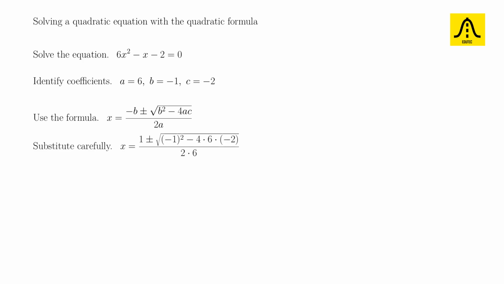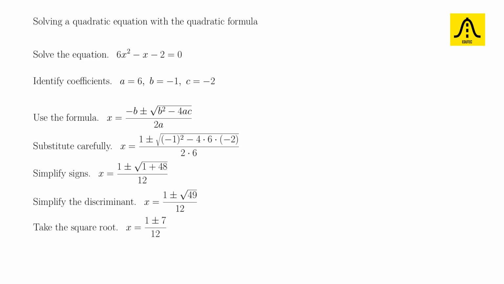Substitute the values. A common mistake is losing the negative sign on c. The denominator becomes 12, and the product inside the root is added. The expression under the square root simplifies to 49. The square root of 49 is 7.